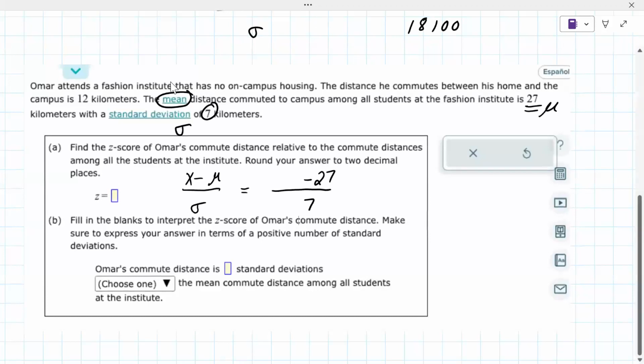It says that Omar's distance to the campus is 12 kilometers. That's x. Okay, so this time you're going to get a negative number when you do this. So grab your calculator and try calculating this one more time. And before I put up what I believe the answer is, I want you to give me your answer, please.